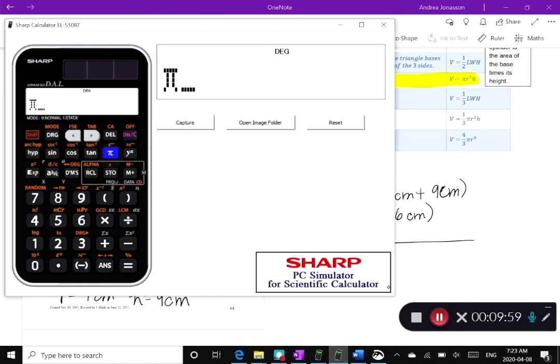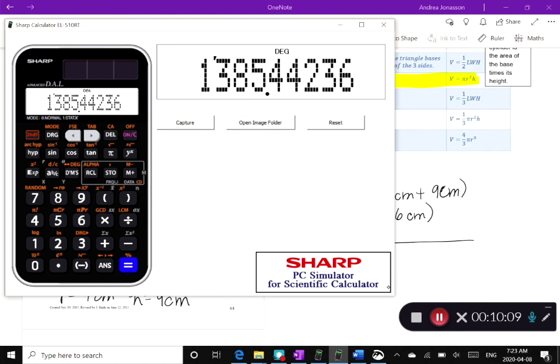So pi times 7 squared times the height, which is 9. I get 1,385 cubic centimeters, rounded to the nearest cubic centimeter.